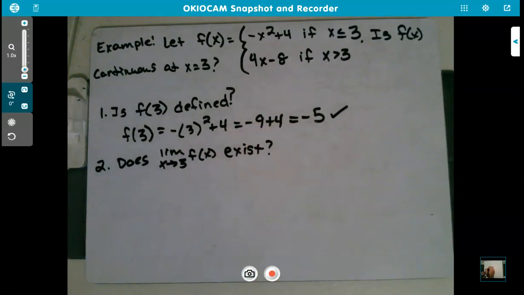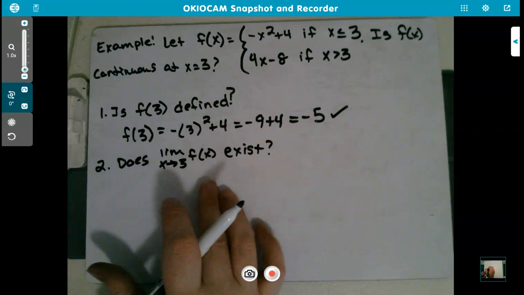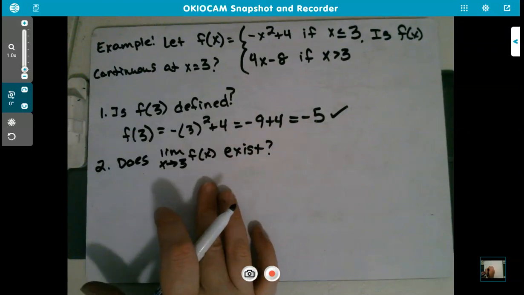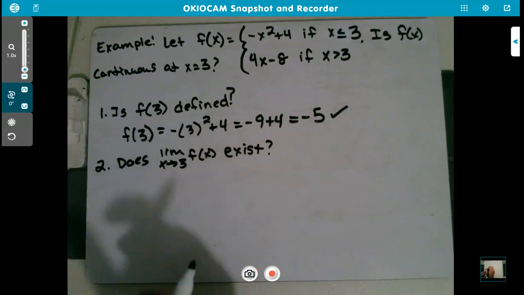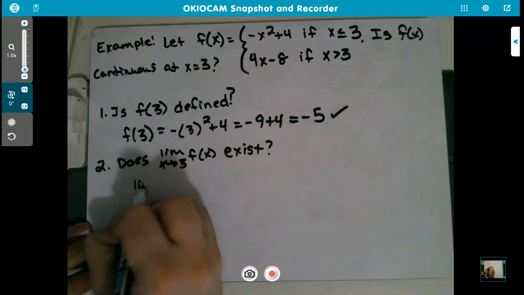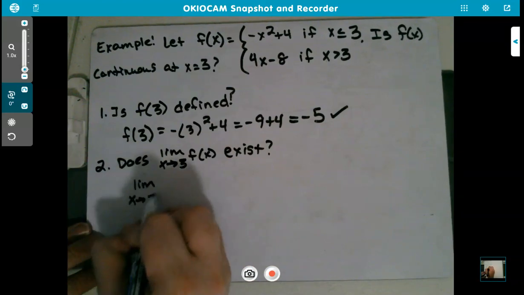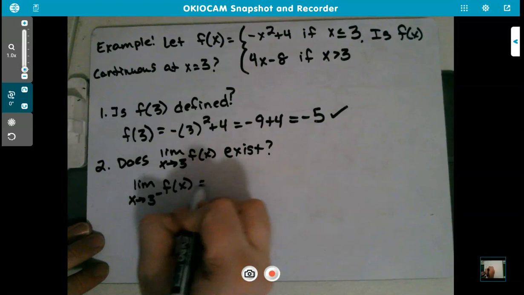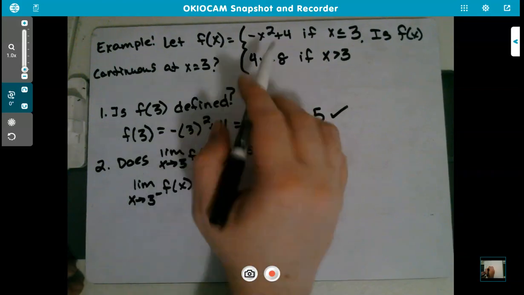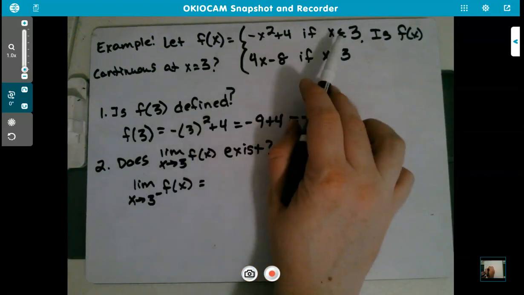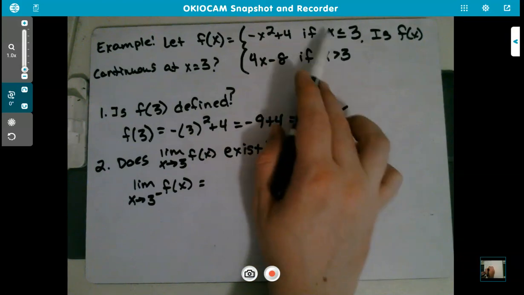Well, as we have seen, in order to do that, I've got to look at the left side and look at the right side and see if those are the same thing, right? So let's start with the left. The limit as x approaches 3 from the left. Since I'm going from the left, I'm going to use this top part because that's when x is less than 3, and so it's on the left side.